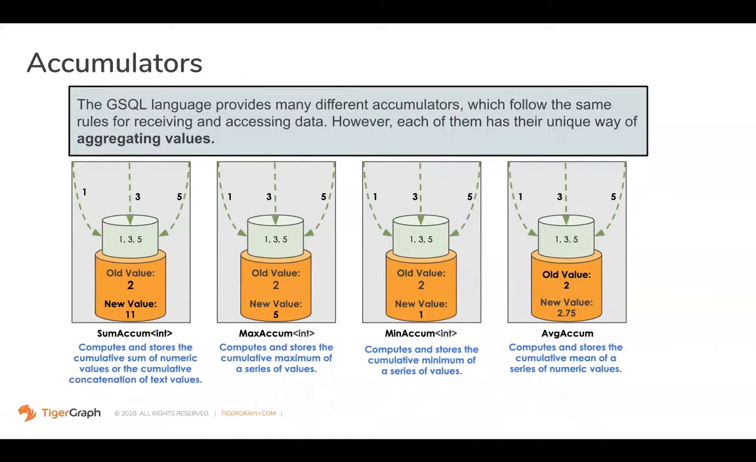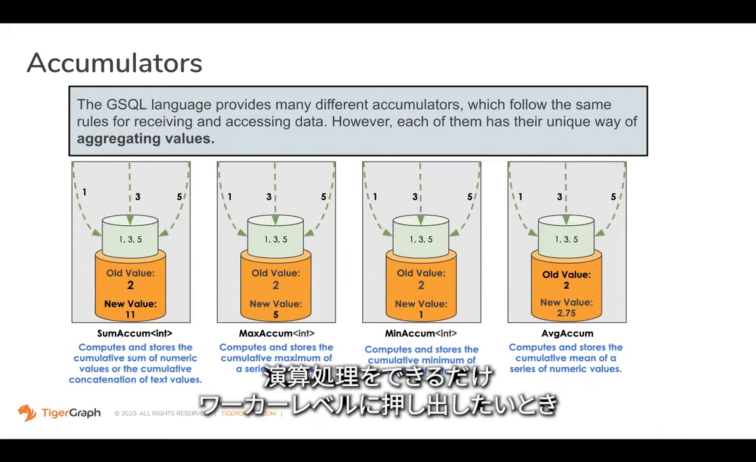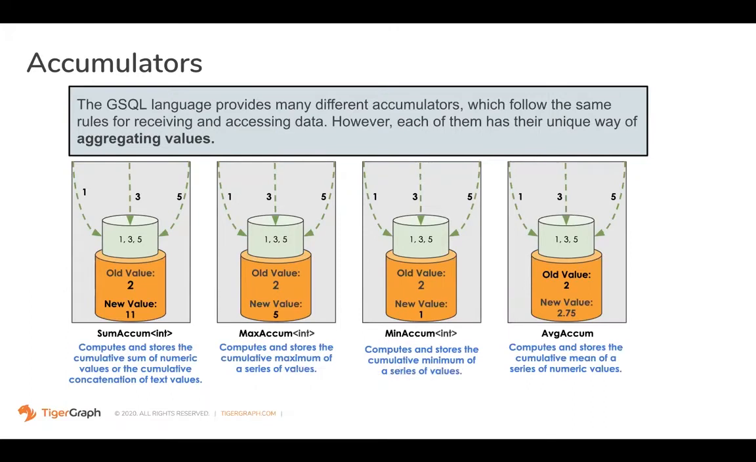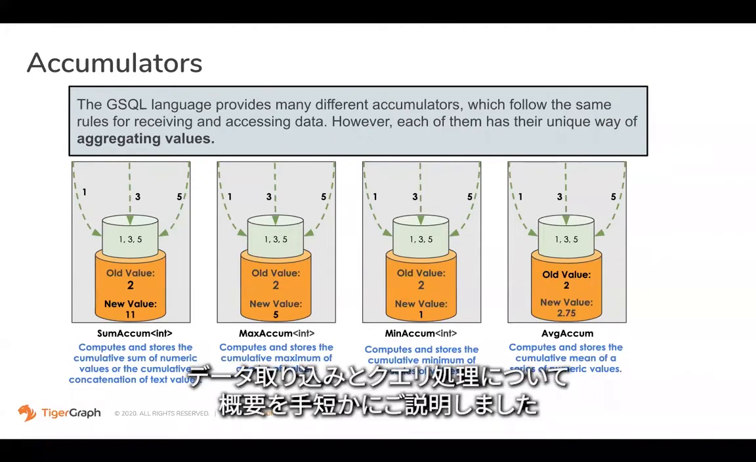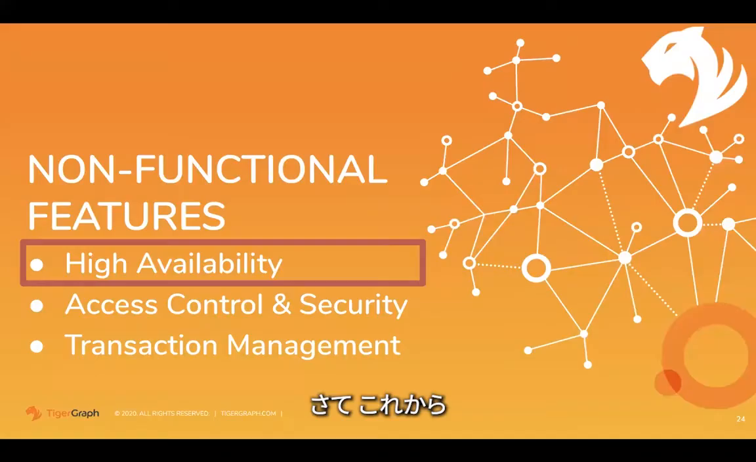So these are very useful for OLAP queries, where you want to push down the computation to the worker level as much as possible, rather than bring data into the master node, basically implementing it in the true distributed computing model. So this is a quick overview of the ingest and the query processing aspect. Now we want to shift gears to non-functional features.